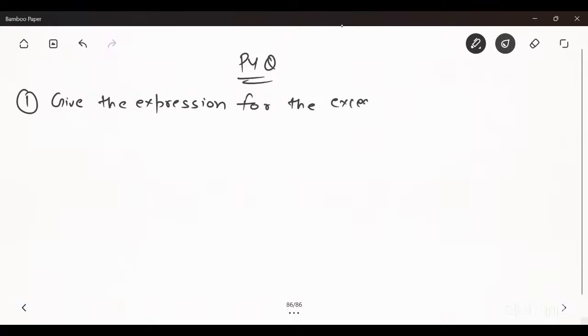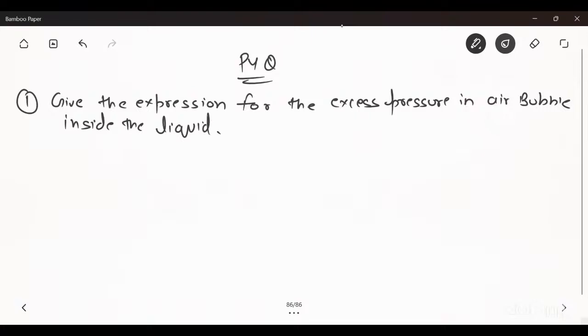For the excess pressure in an air bubble inside the liquid, remember one thing: only the soap bubble has excess pressure of 4 times surface tension upon r. Remaining all, maybe it will be an air bubble, maybe it will be a normal liquid drop, all have the same expression, that is 2 sigma upon r. Only the soap bubble has 4 sigma upon r as an expression, remaining all have the expression of 2 sigma upon r.